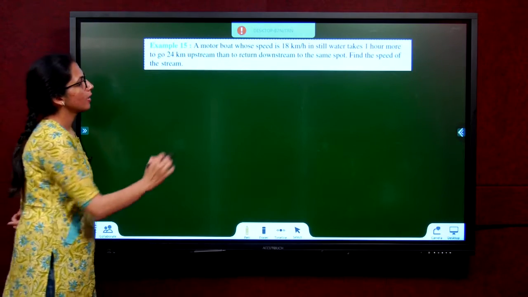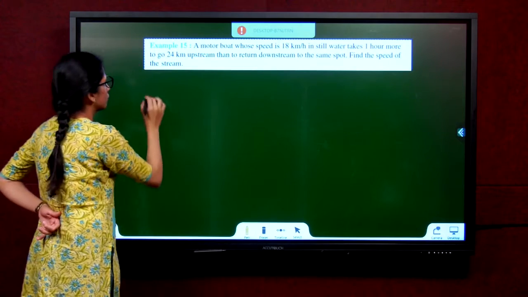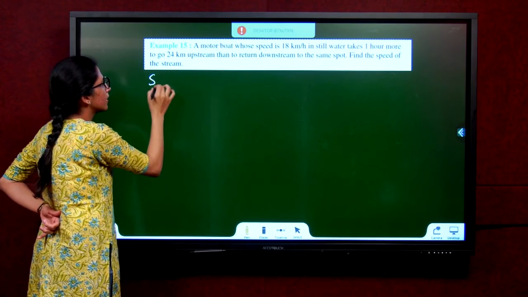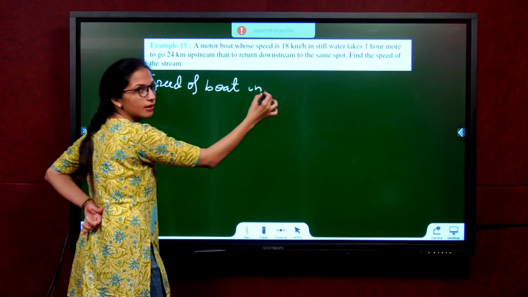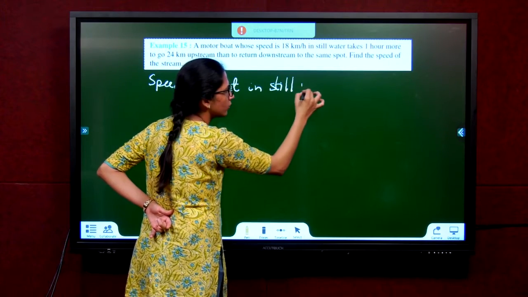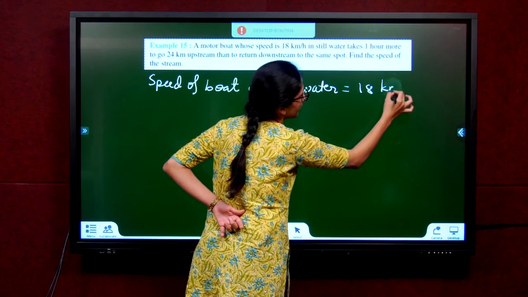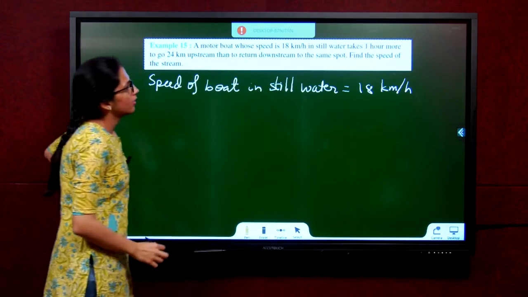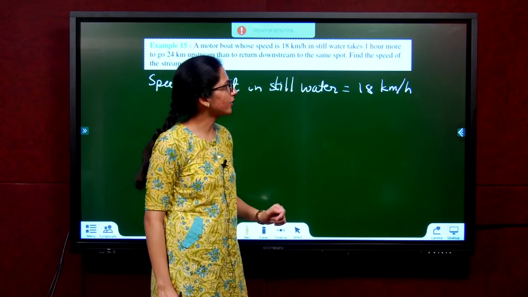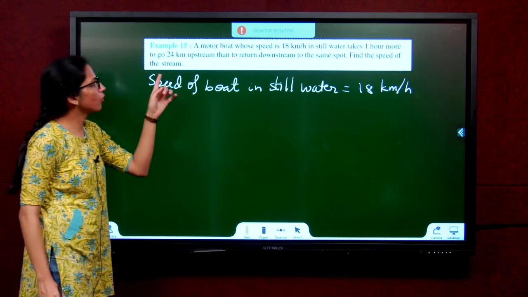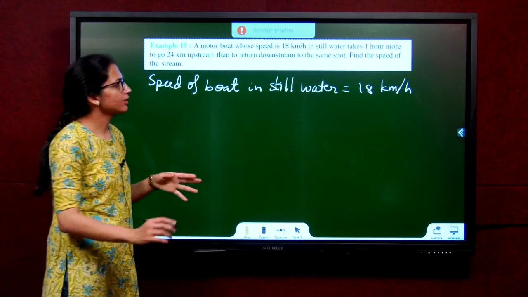So let's start here. A motor boat whose speed in still water is 18 km per hour. So what is the speed of the boat in still water? They have only given it, no need to take x or y. Take what they have given, 18 km per hour. A motor boat whose speed is 18 km per hour in still water takes 1 hour more to go 24 kilometers upstream than to return downstream to the same spot.